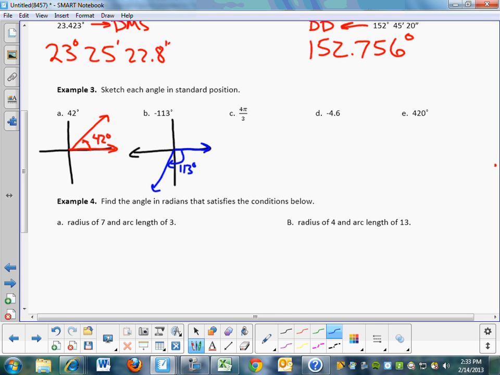4 pi over 3 degrees or radians. Radians, is that more than a pi or less than a pi? It's more than 1 pi. Which quadrant does that put us in? It puts us in the third quadrant as well. Sketch your little graph. Put your initial side down. Go all the way over the other side. We'll call it good. 4 pi over 3.